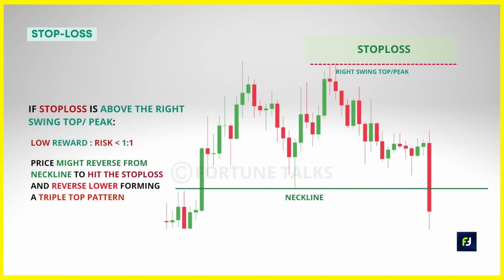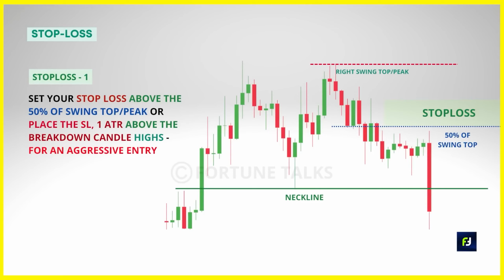Secondly, the market can move up to the top of the resistance level and then reverse lower after hitting your stop loss, just to form a triple top pattern and then move lower, completing the pattern, which can be really frustrating. So what I recommend is to either place your stop loss at the 50% level between the swing top and the neckline, or if this distance is too large, then set your stop loss with an adequate buffer using the ATR indicator just above the breakdown candle high. This could be your stop loss.